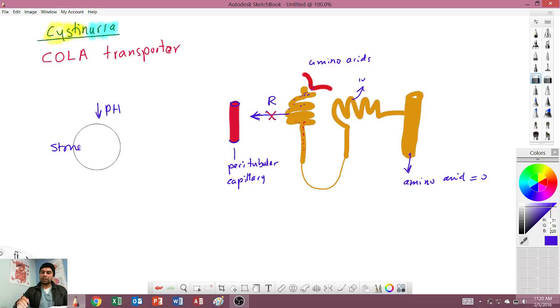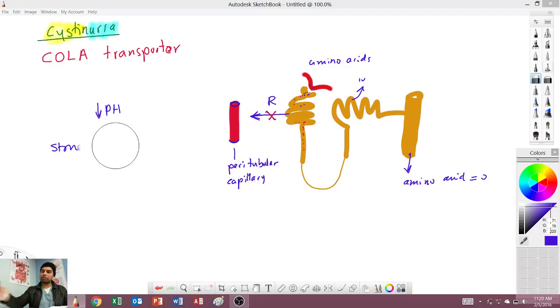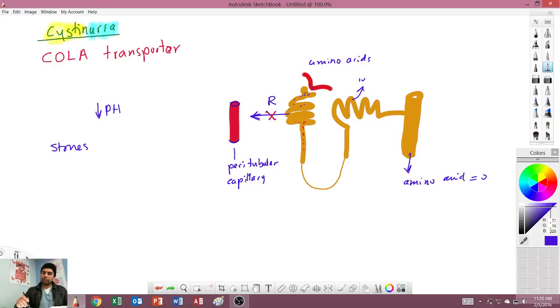So the person will be at risk of what? Kidney stones. Somebody had a question about kidney stones. What was your question, guys? Kinds of stones. Okay, so this will precipitate as cystine stones. Now this is genetic, right? So children will have a risk of kidney stones.